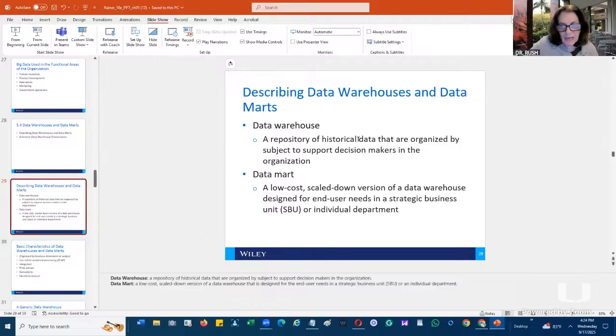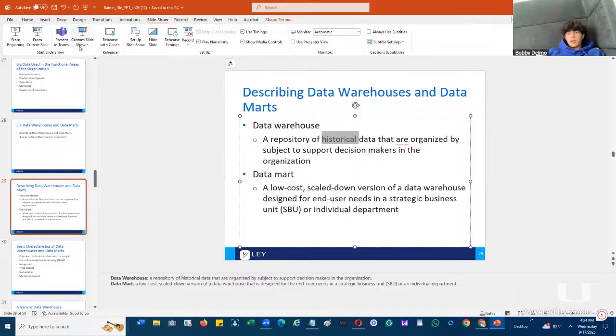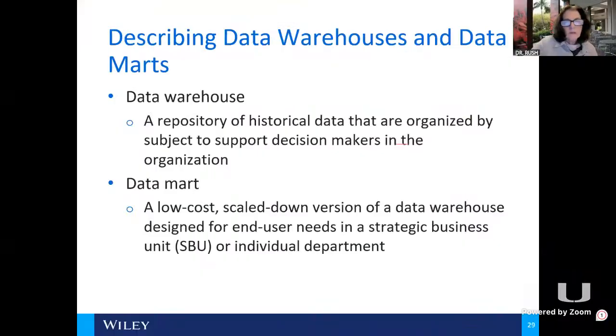What is the key here? Bobby, the key in a data warehouse is this word. Do you see this, Bobby? Yeah. Read it for me. The whole sentence or just the highlighted word? The highlighted word. Historical. Historical.